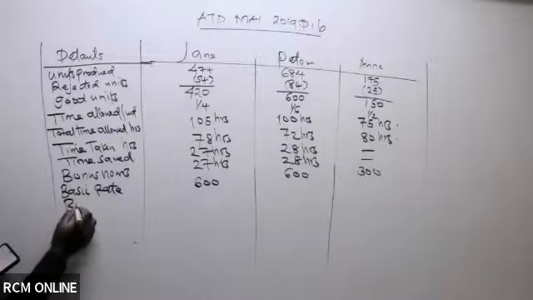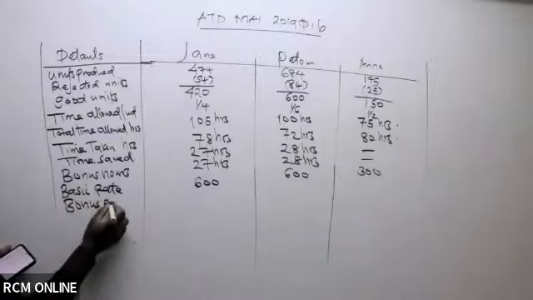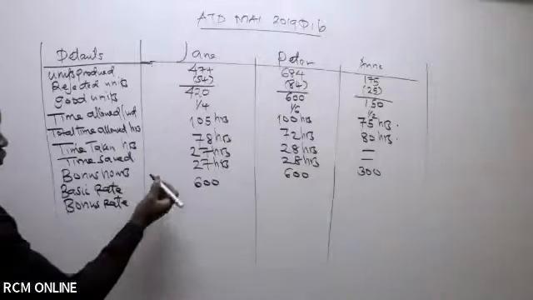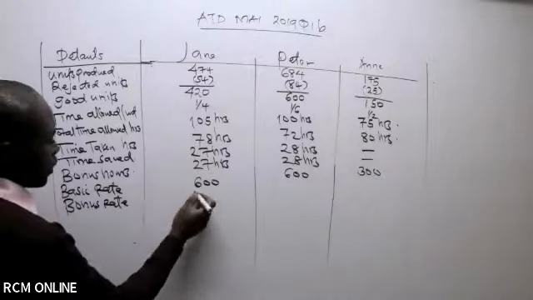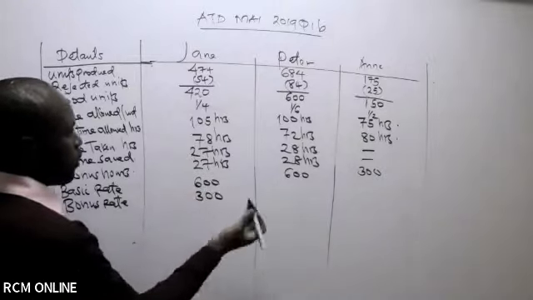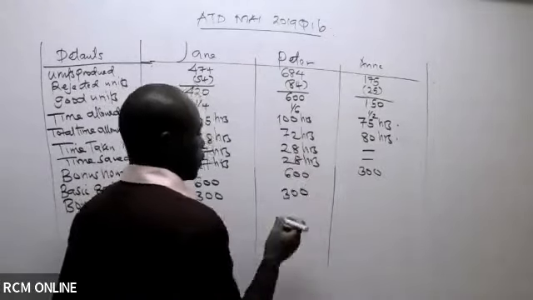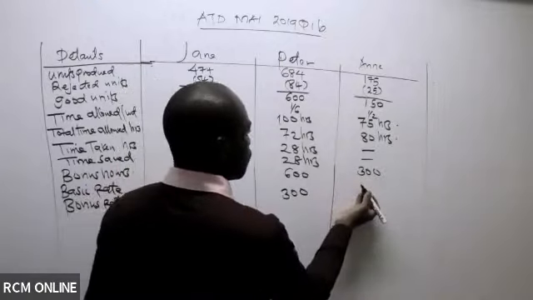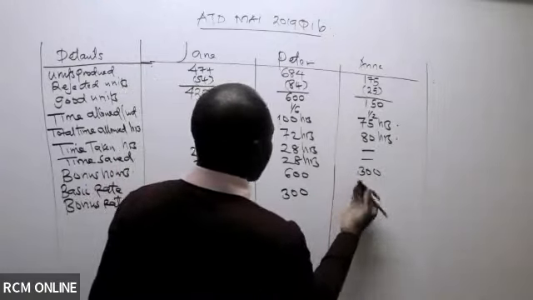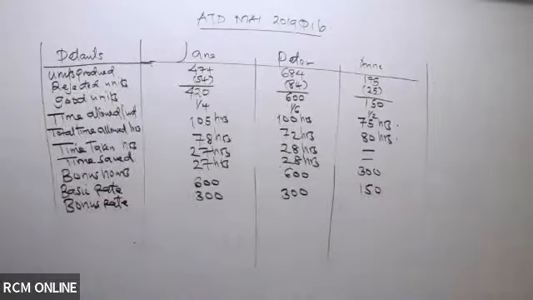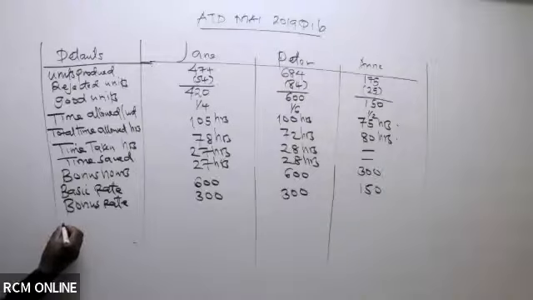About the bonus rate: we are told it is half of the basic or normal wage rate. So if the normal wage rate for Jane is 600, the bonus will be half of it. If the normal rate for Peter is 600, the bonus will be half of it. And if normal for Anne is 300, we have half of it, which is 150. So whatever is remaining, that is the basic pay, the basic wage.